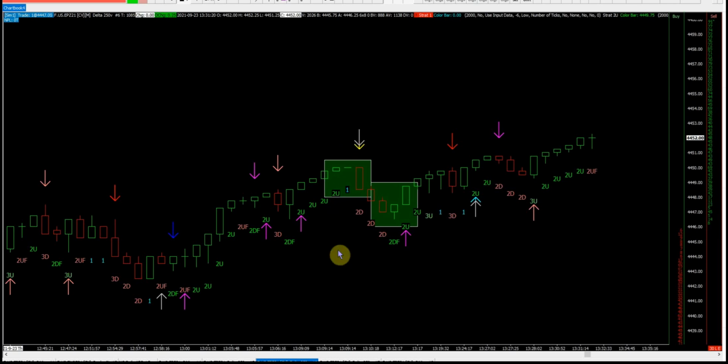Since it breaks both sides, it doesn't make any sense to say it's a 3 up or a 3 down candle in terms of breaking, but it makes sense to say this is, for example, a 3 up or a 3 down candle because it closed up. Okay. Now you'll see the F candles. You'll see 2 UFs, 2 UFs, 2 F, 2 DF.